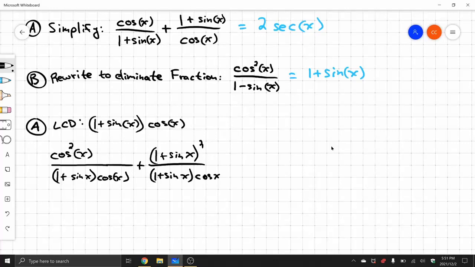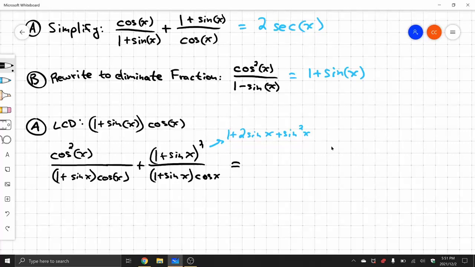So now I have cosine times cosine, that's cosine squared, and then I have my cosine x in the denominator as well. Same thing for my second term. What am I missing for my least common denominator? Well, I was missing this 1 plus sine of x, so I multiplied the denominator and the numerator by this 1 plus sine of x, okay? So I can go ahead and simplify this. This is going to simplify to 1 plus 2 sine of x plus sine squared x. Okay, if I were to expand that and FOIL it, that's what I would get.